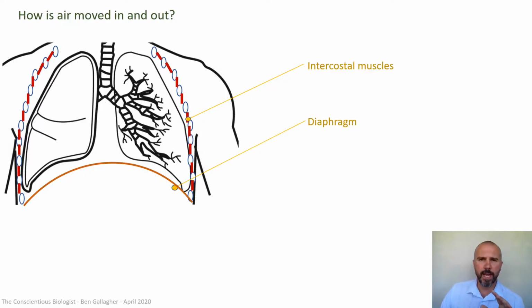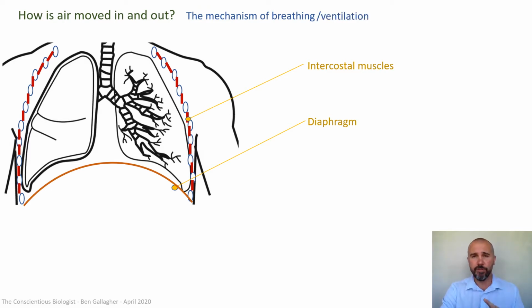So let's focus now on how the air is moved in and out, how you actually breathe, because we've looked at the structure of the respiratory system, we've looked at all the different parts of the lungs, we've looked at how the exchange mechanism occurs in the alveoli, but what we haven't talked about is how that air is pulled in and how it's pushed back out again, and that's the vital part of the system. So we need to focus on the mechanism of breathing, and the correct word for breathing is ventilation.